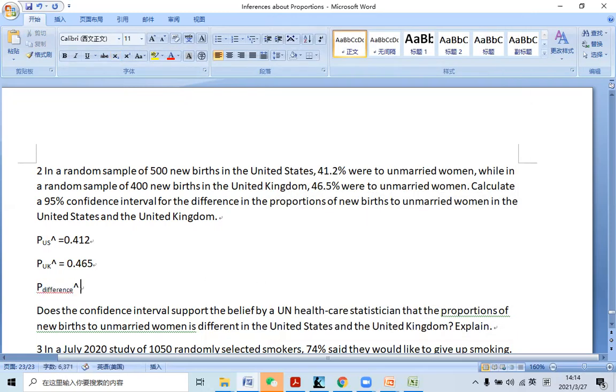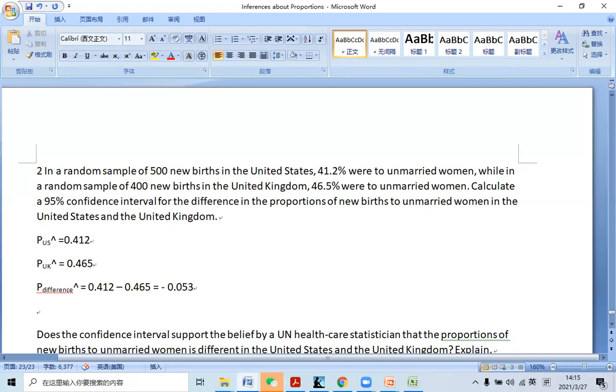And the difference between US and UK, right? 0.412 minus 0.465, that's negative 0.053, a 5% difference.